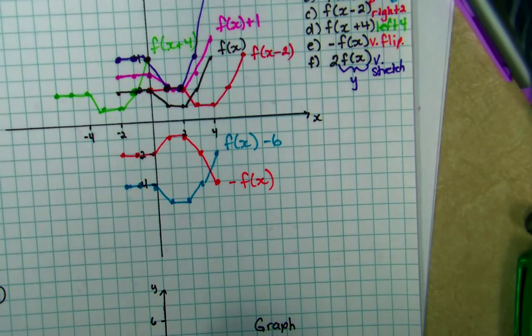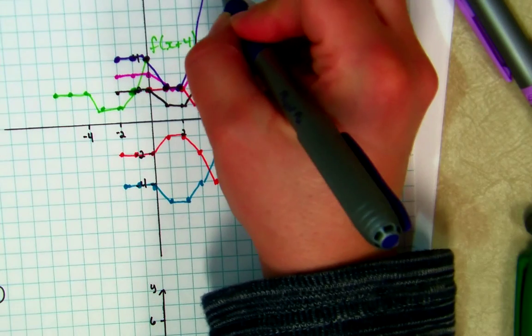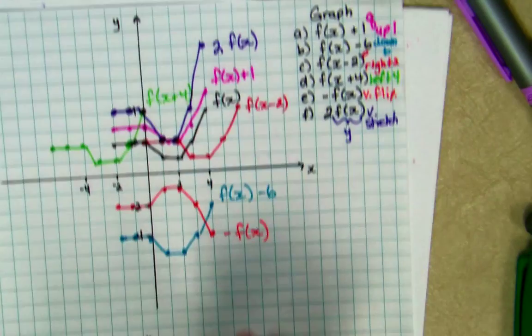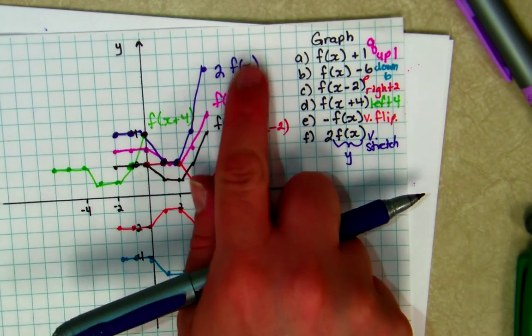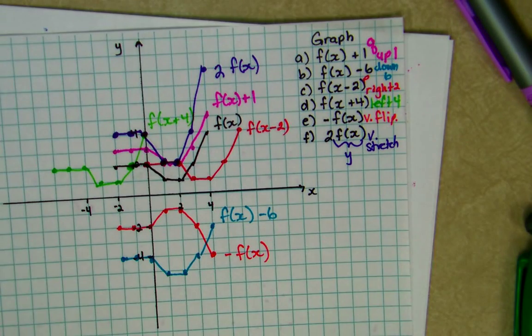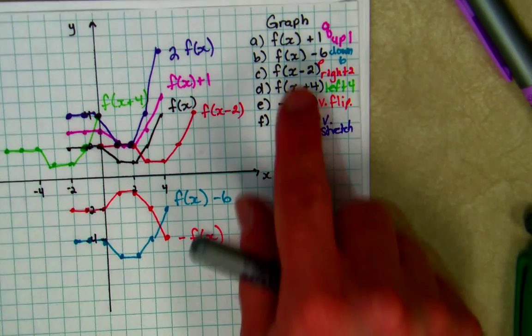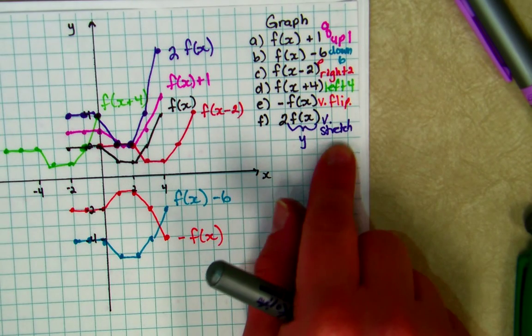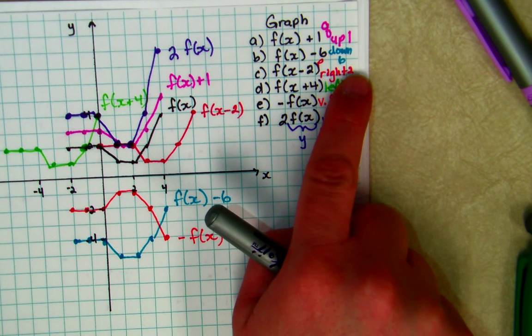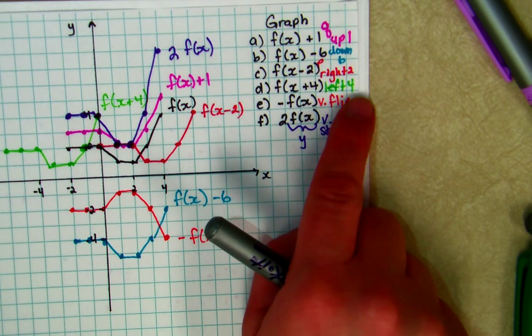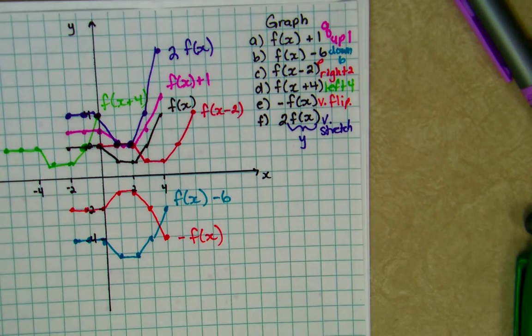It's as if you grabbed it, and sorry, you can't see it that way, and you stretched it out. So that one is 2 f at x. You double the height. F at x is another way of saying the height. So that's how we can do it separately, one at a time. If it asks you for the description, it's just looking for the words like up 1, down 6, right 2. You just have to put into words what it's doing.